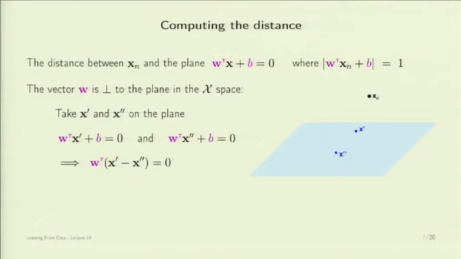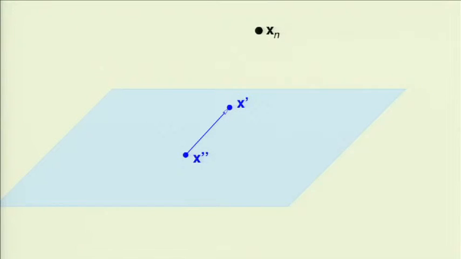So when you see an equation like that, your conclusion is that w as a vector must be orthogonal to x dash minus x double dash as a vector. So when you look at the plane, here is the vector x dash minus x double dash. Let me magnify it. And this must be orthogonal to the vector w.